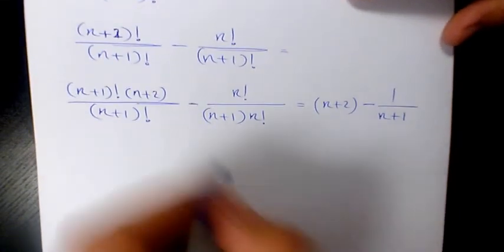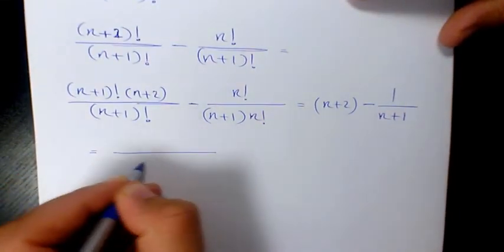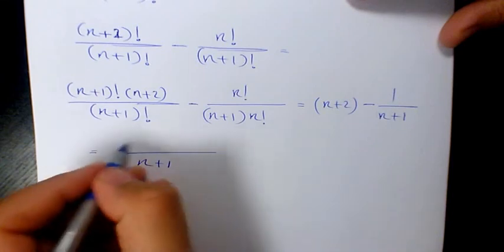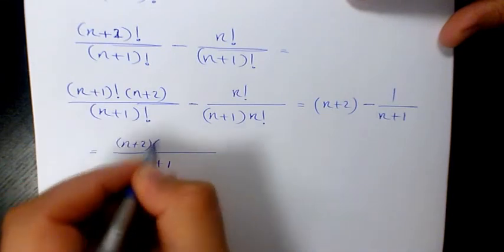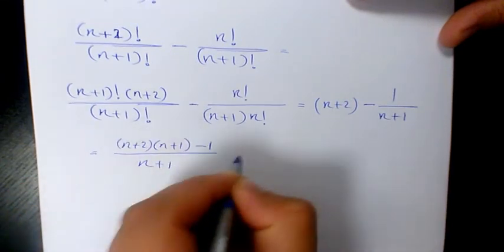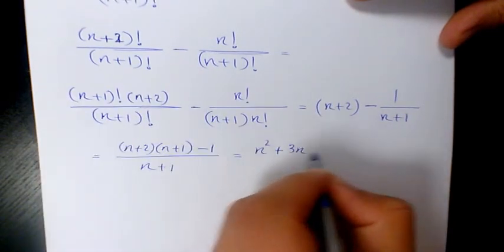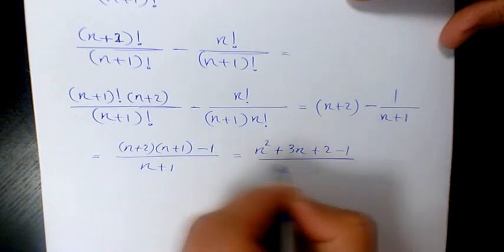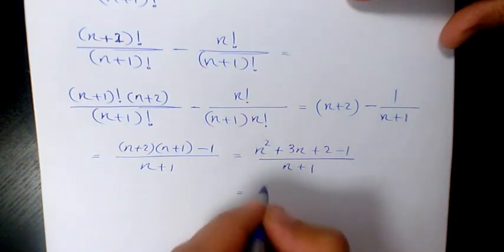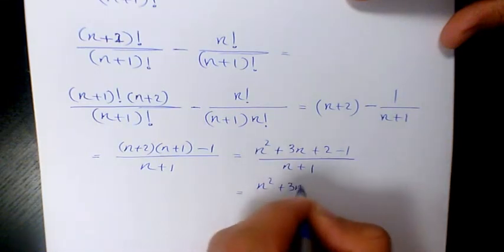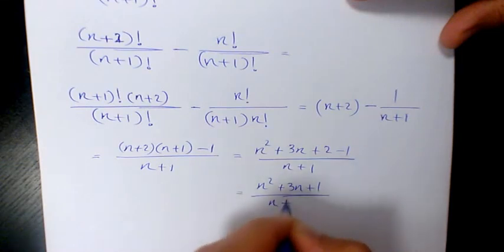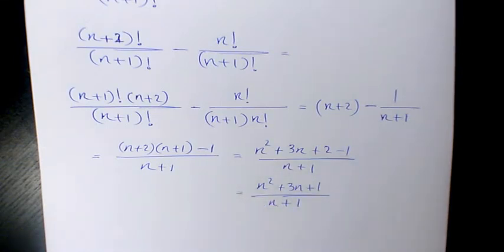Then we can have the common denominator, if you want to simplify it more. That's going to be n plus 2 times n plus 1 minus 1. That's going to be n squared plus 3n plus 2 minus 1 divided by n plus 1, which is going to give me n squared plus 3n plus 1 divided by n plus 1. So that's going to be the final answer.